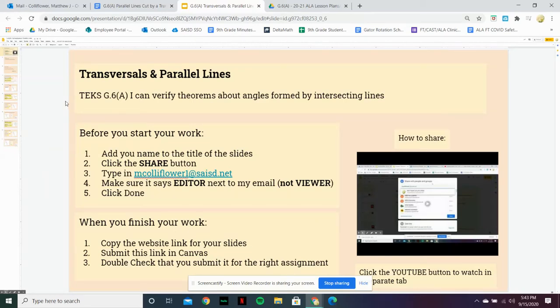Hello, everyone. Today we are talking about transversal and parallel lines.